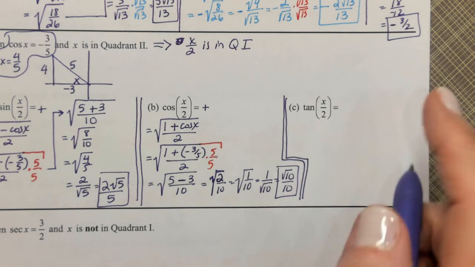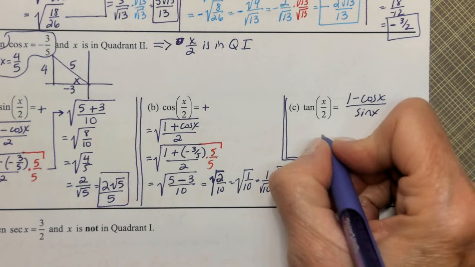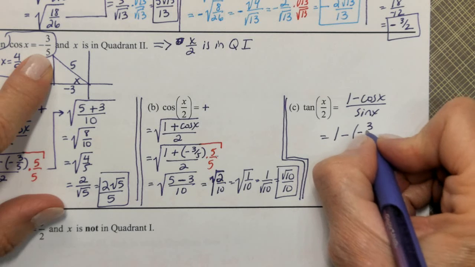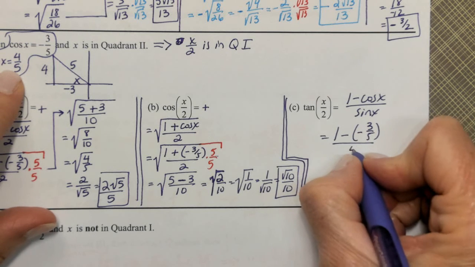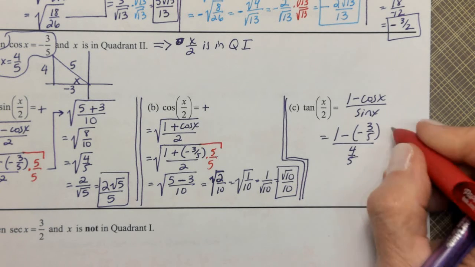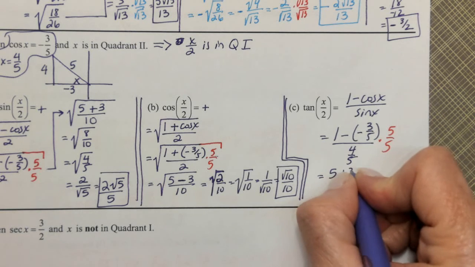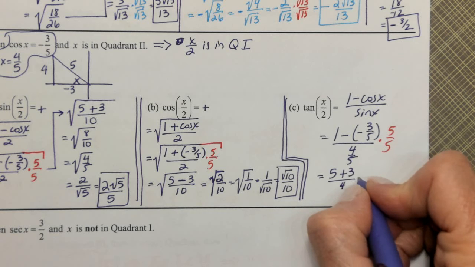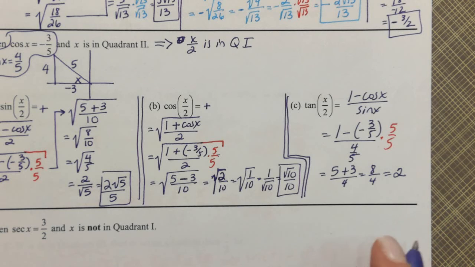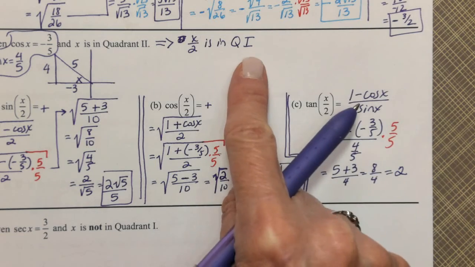Tangent of x over 2 is 1 minus cosine x over sine x. Cosine x is negative 3 over 5. Sine x is 4 over 5. I'm going to multiply top and bottom by 5, and we're going to get 5 plus 3 over 4, which is 8 over 4, or 2, positive 2. And it made sense that tangent would be positive because we are in quadrant 1.